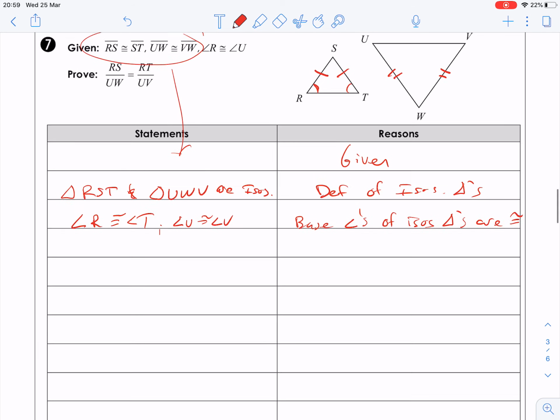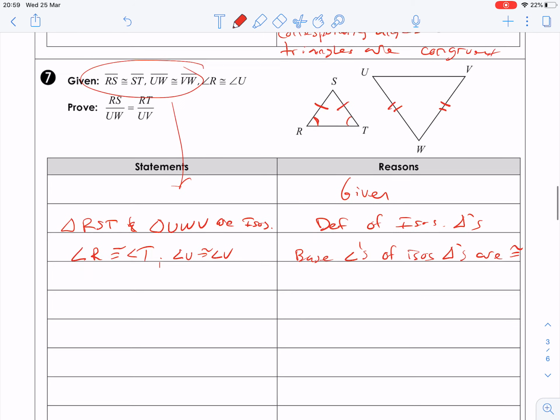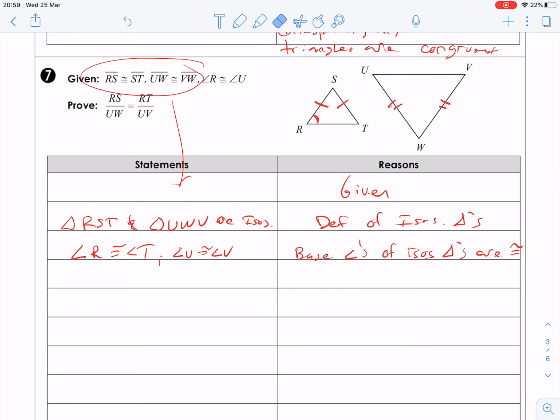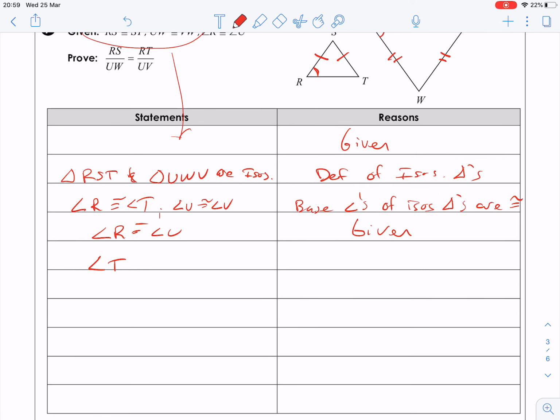Okay. So, also, we know angle R. Oh, they didn't tell us that. I just assumed. They did tell us this. Those are congruent. That helps us. So now we can say angle R is congruent to angle U. That's a given. And angle T is congruent to angle U because of transitive property.